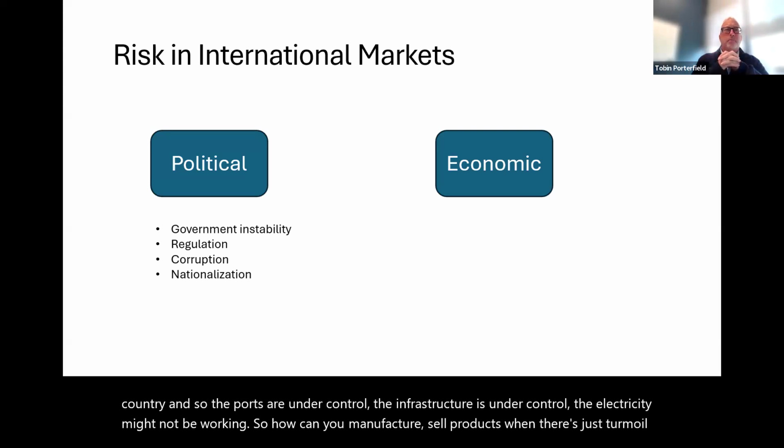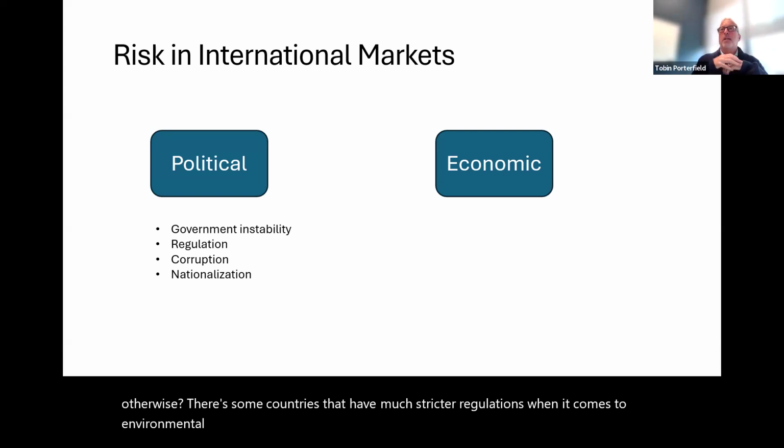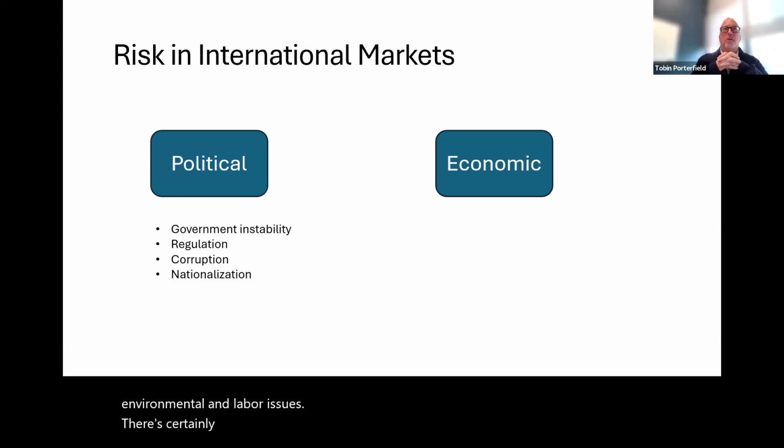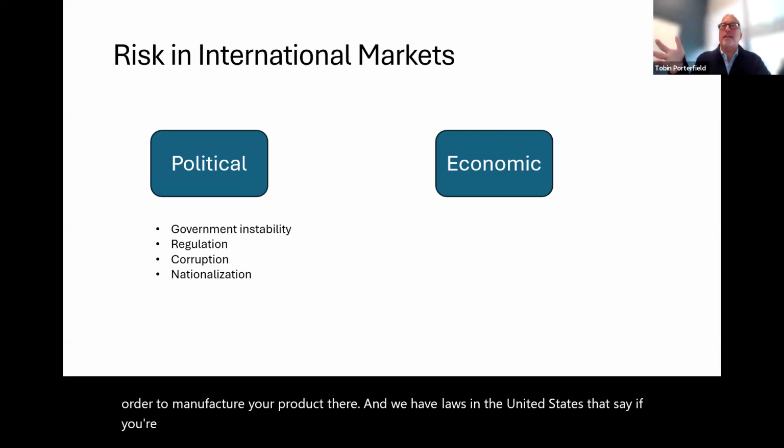Otherwise, there are some countries that have much stricter regulations when it comes to environmental and labor issues. There's certainly corruption where you have to pay to play, so you have to pay off people in order to manufacture your product there. And we have laws in the United States that say if you're a U.S. company, you're not allowed to do that. So this can really get tough.